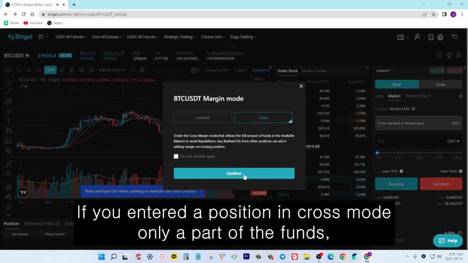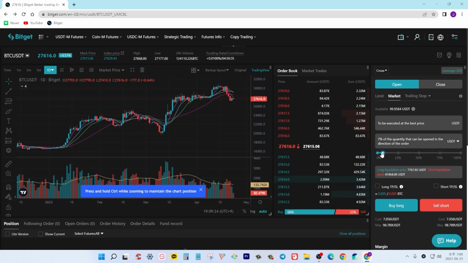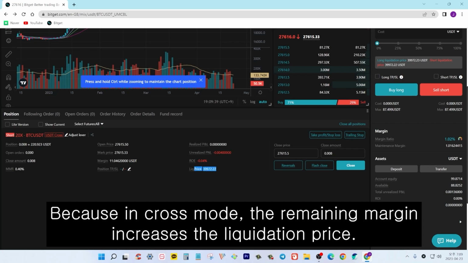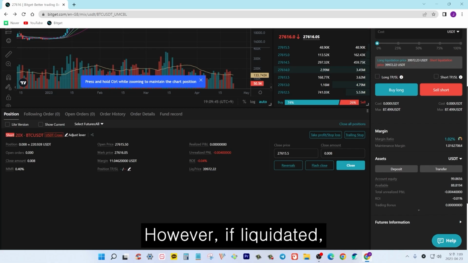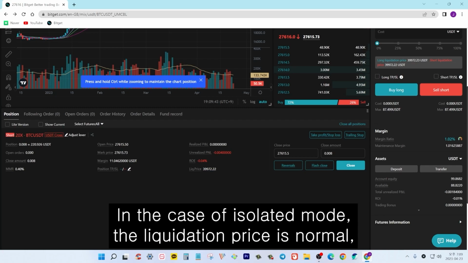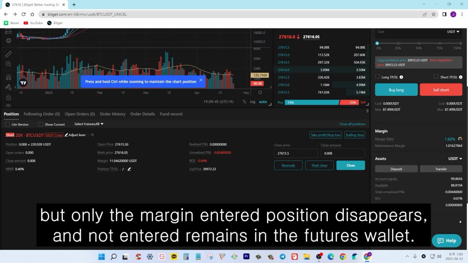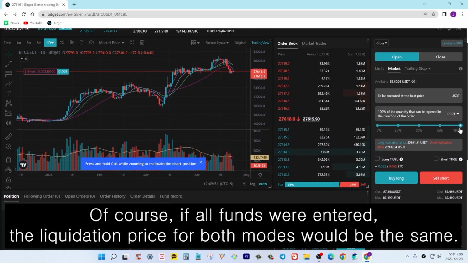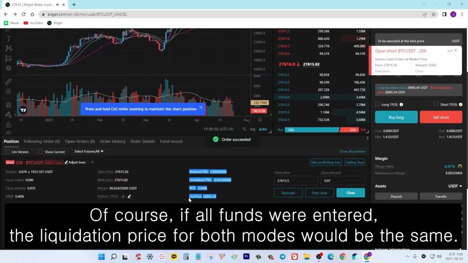If you entered a position in cross mode, only a part of the funds, the liquidation price will be more affordable. This is because in cross mode, the remaining margin increases the liquidation price. However, if liquidated, margins that have not been entered will also be liquidated in the futures wallet. In the case of isolated mode, the liquidation price is normal, but only the margin entered position disappears, and the margin not entered remains in the futures wallet. Of course, if all funds were entered, the liquidation price for both modes would be the same.